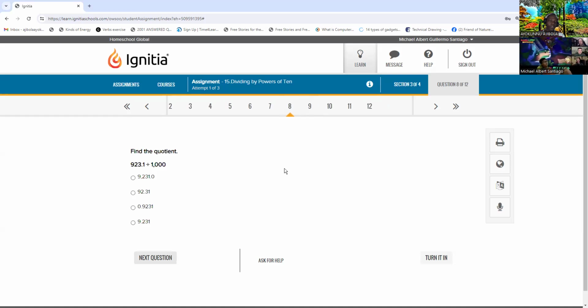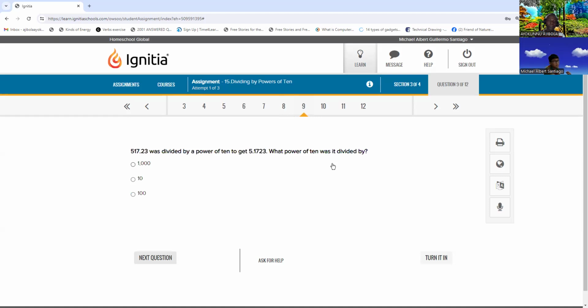What do you think of this? What should be the answer? You want to divide by 1000. How many times are you supposed to move your decimal to the left? 3 times. So that would be 0.9231, right? Because if you move it 1, 2, 3, then the point will be before the 9, right? Yes. Good.